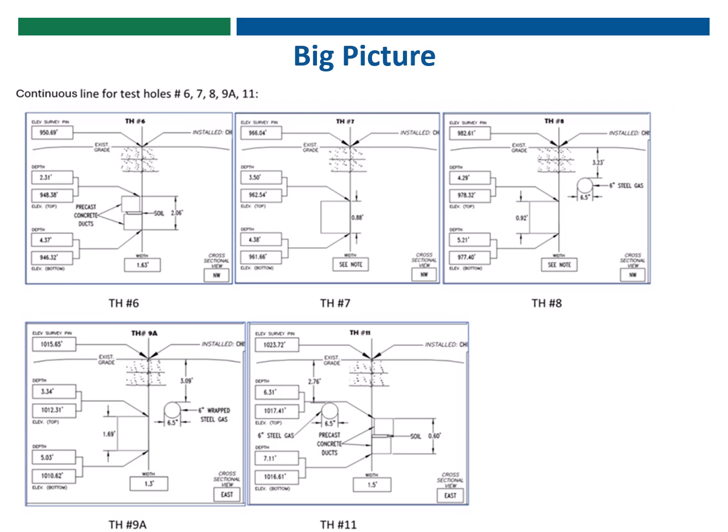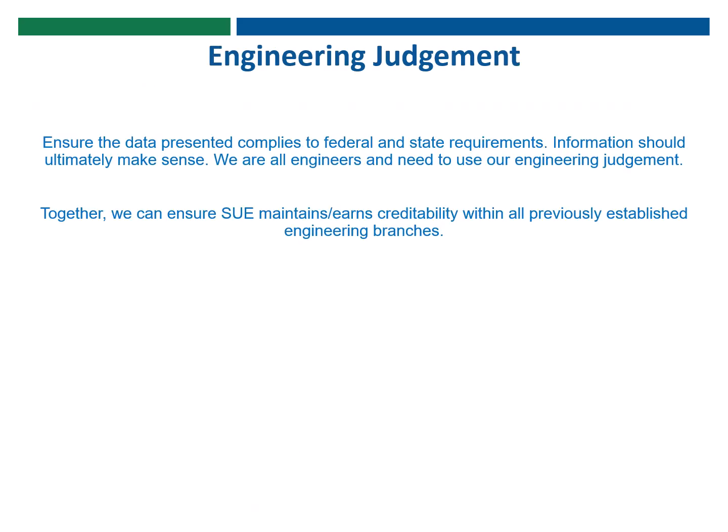You have the autonomy as well to coordinate with the utility owner when the findings are inconclusive or unclear. You are encouraged to use engineering judgment during SUE investigations. Ensure the data presented complies to federal and state requirements. Information should ultimately make sense. We are all engineers and need to use our engineering judgment. Together, we can ensure SUE maintains and/or earns credibility within all previously established engineering branches.